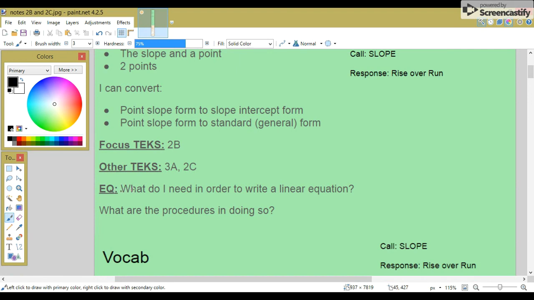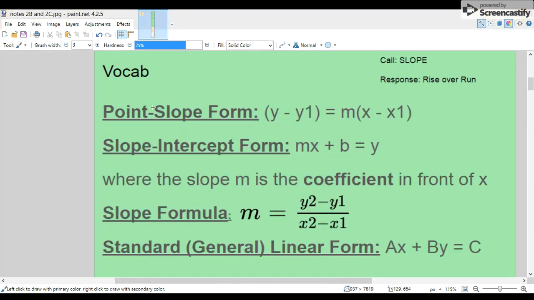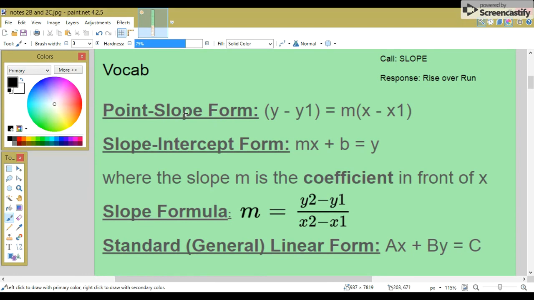Essential question. What do I need in order to write a linear equation? What are the procedures in doing so? Here's the vocabulary. Know how to pronounce these words and the formulas.